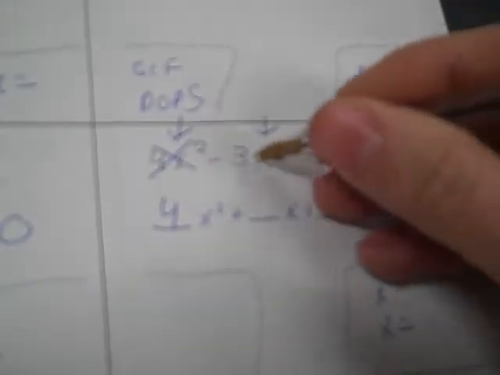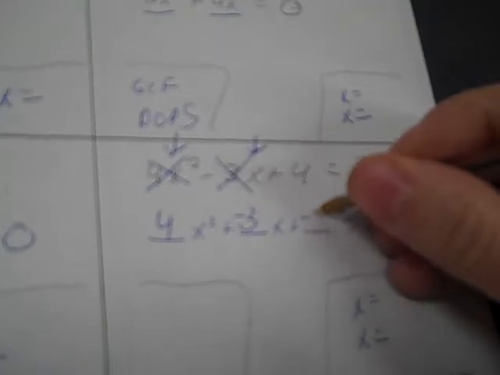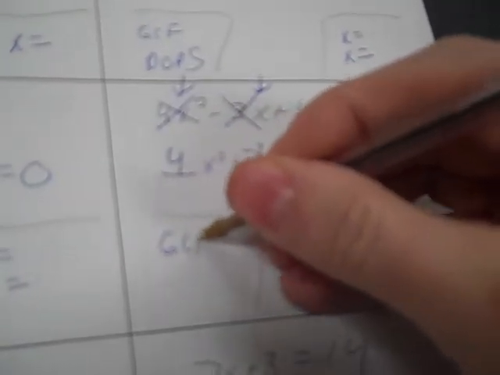So x second, we got 4. X, we got negative 3. And non-x numbers, we have positive 4 plus negative 7. That's negative 3. So that tells me there's 3 terms, so that would be GCF and T.